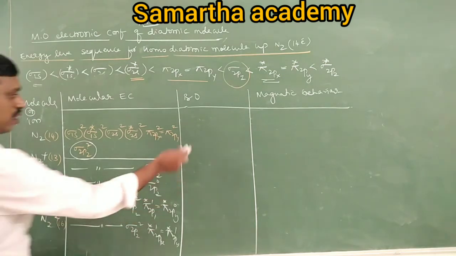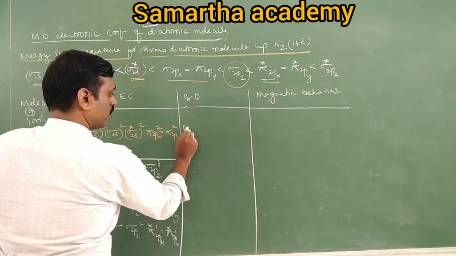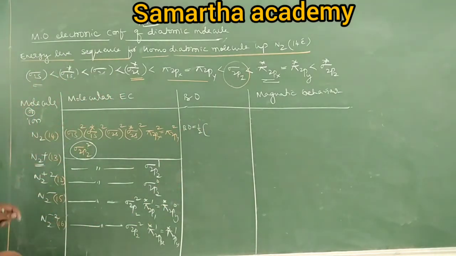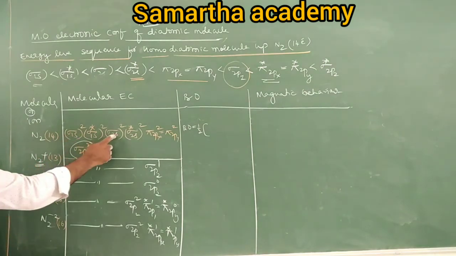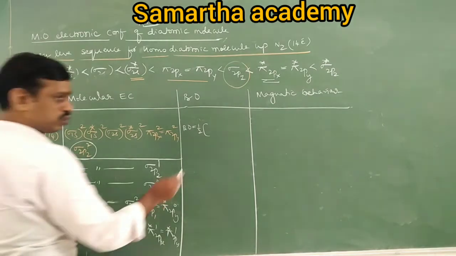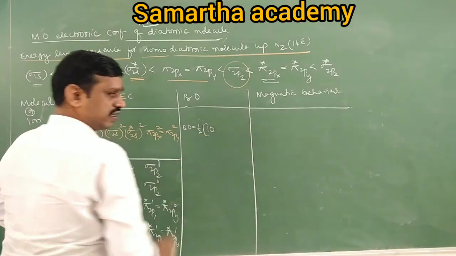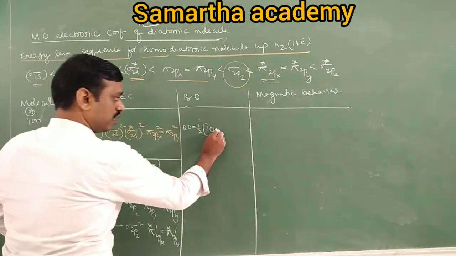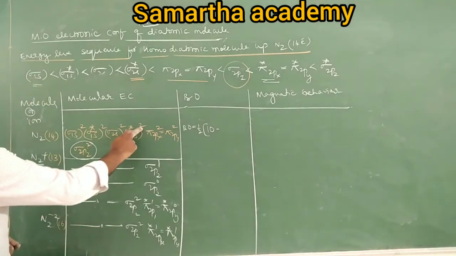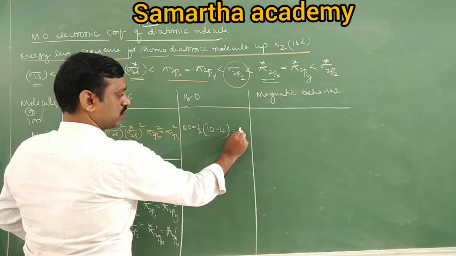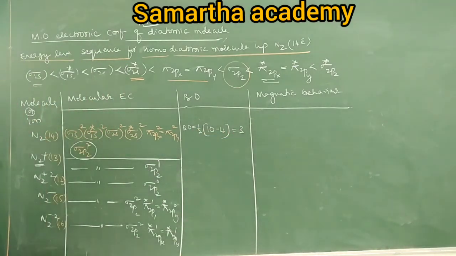Now tell me the number of bonding electrons and anti-bonding electrons. How many bonding electrons? 2, 4, 6, 8, 10. So remember, nitrogen has 10. Not only nitrogen, oxygen also has 10 bonding electrons. Bonding is 10, then anti-bonding are 2, 4. Then the bond order is 3. Bond order 3 in nitrogen, N2.